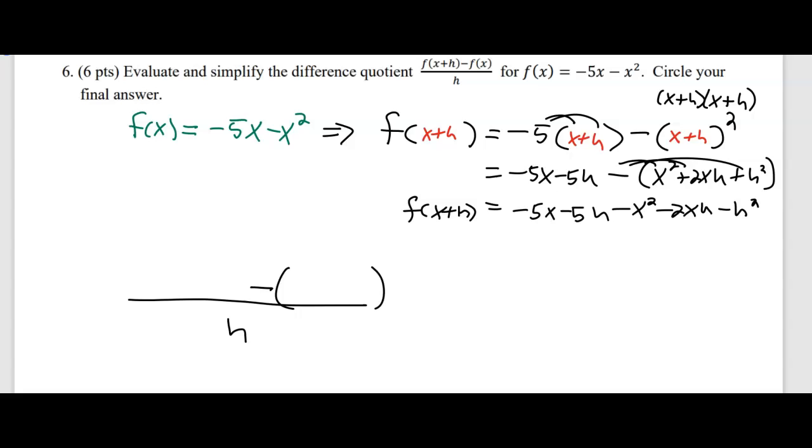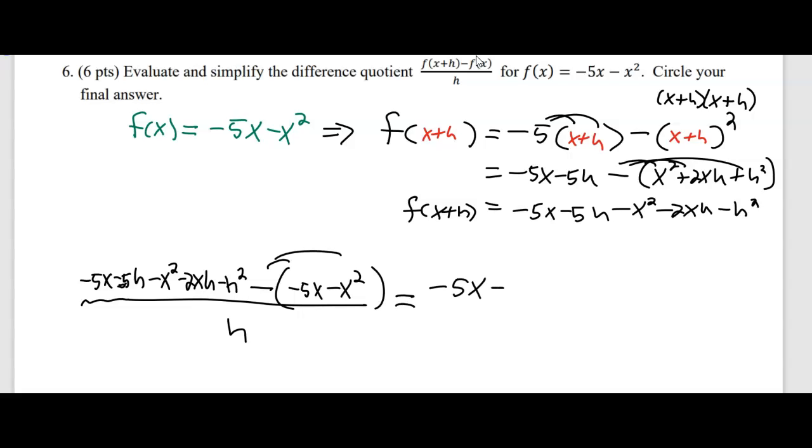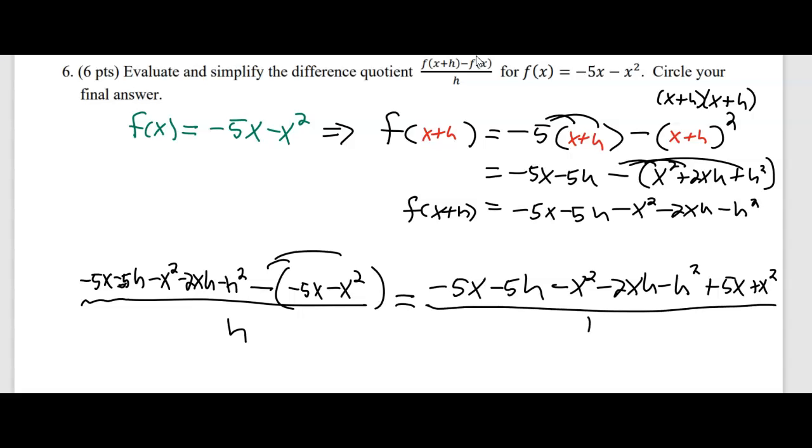So the f of x plus h, we're going to plug in the negative 5x minus 5h minus x squared minus 2xh minus h squared. That's what we just found. Then minus the f of x, the negative 5x minus x squared. All of that is over h. Equals, let's distribute the negative, negative 5x minus 5h minus x squared minus 2xh minus h squared plus 5x plus x squared. All of this over h.